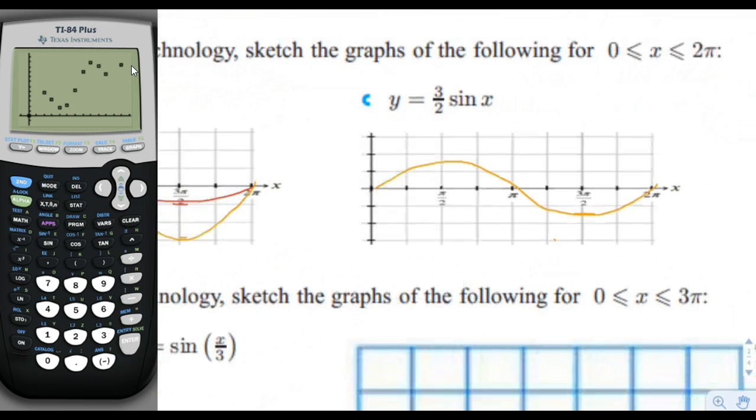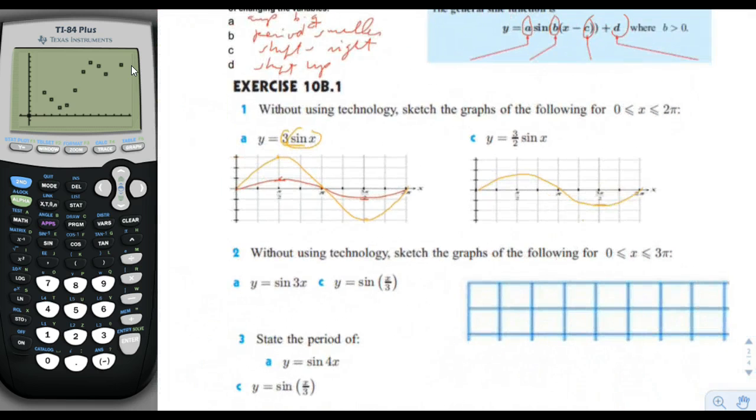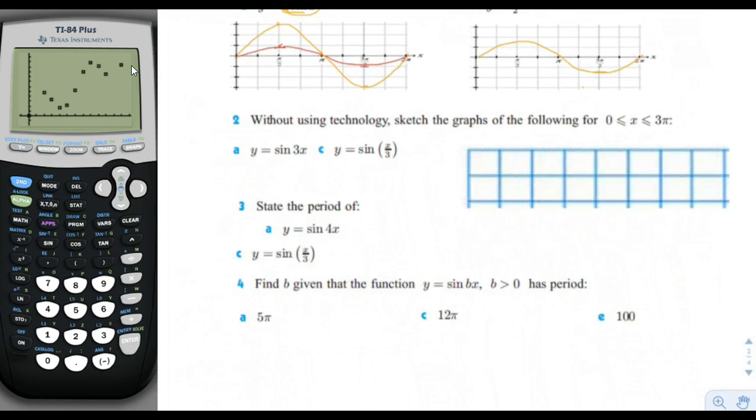All right. Number 2, without using technology, sketch the graphs of the following for x between 0 and 3 pi. So let's see. Let's say that this is 0, and this is pi, and this is 2 pi, and this is 3 pi. Okay.